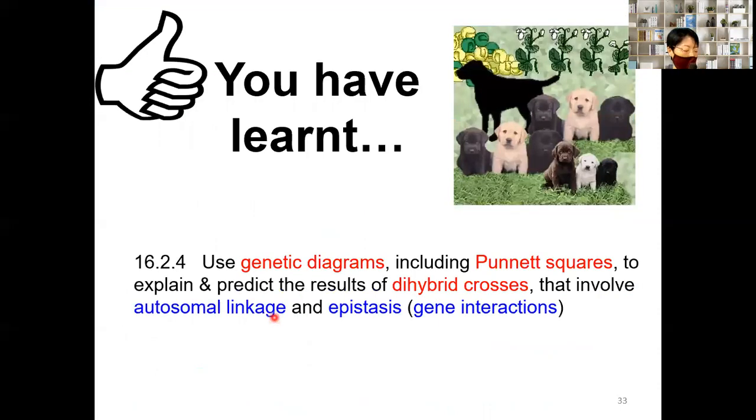So what you have learned today is you have used genetic diagrams and Punnett squares to explain and predict the results of dihybrid crosses that involve autosomal linkage and epistasis, which is gene interactions. Okay. So that's all for today's lesson.